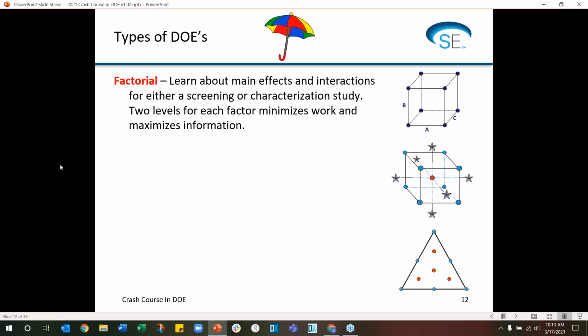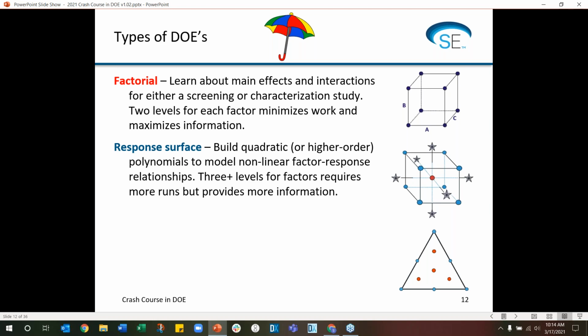The one we're going to focus on today is a factorial design that allows us to get information about the main effects and interactions. We might keep the number of runs small and just do a screening design to get just the main effects, or we might do a little bit bigger design that fully characterizes and adds the interaction information in. Two levels for each factor allows us to keep the number of runs as low as possible.